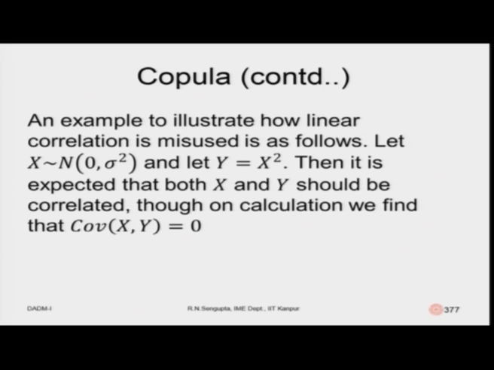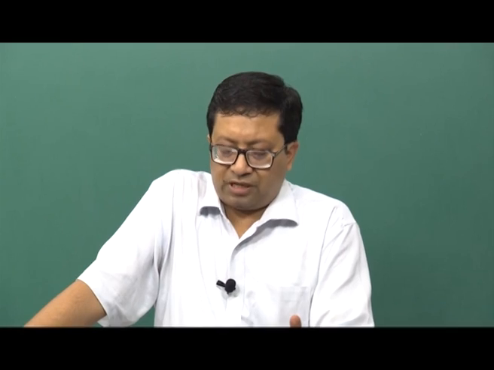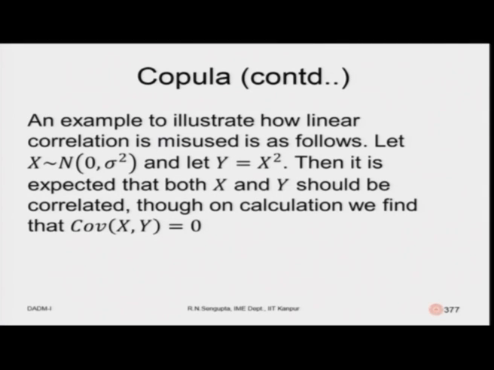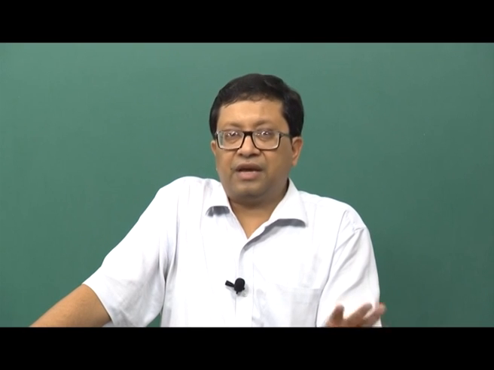Let us consider x is normally distributed with 0 mean and sigma square as variance, and let us find out a random variable y which is the square of x, such that y is equal to x square. Then it is expected that x and y should be correlated, but if we try to actually find out the covariance between x and y, it will come out to be 0, which means that the actual information which you are trying to get using the covariance or the correlation coefficient would mean that we are not able to portray the relationship between x and y.